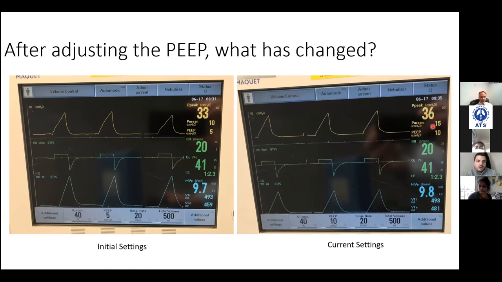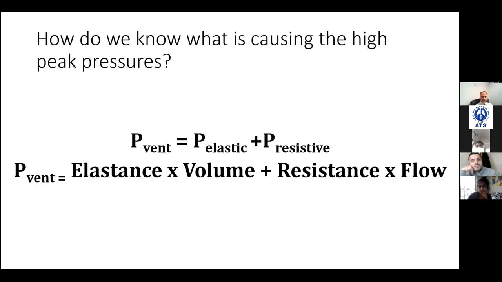Shake your head no. We don't want 36, right? That's probably too high, but what do we really care about? Well, plateau pressure. So we want to know what's causing that high peak pressure. Is that peak pressure high because the plateau pressure is high, or is it high because the resistance and flow is too high?